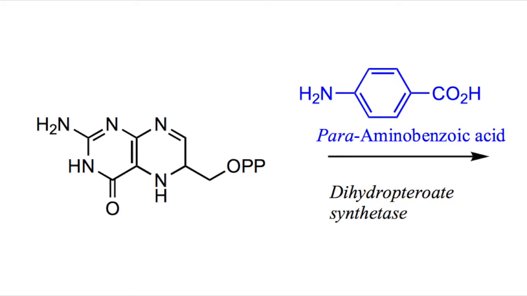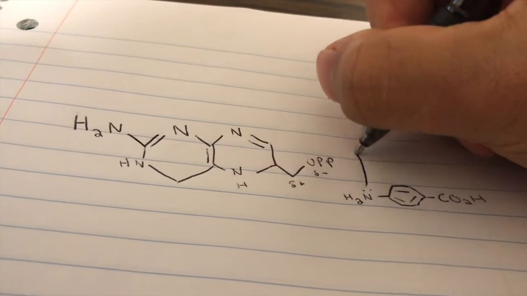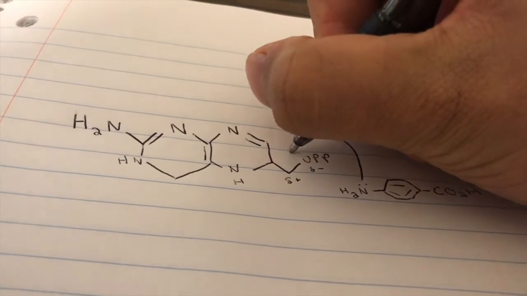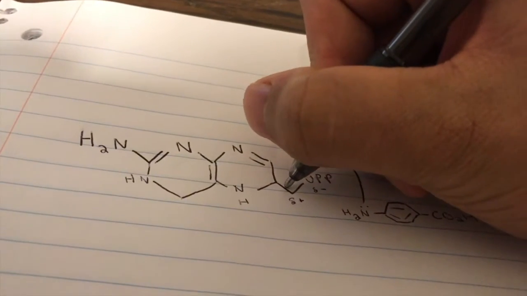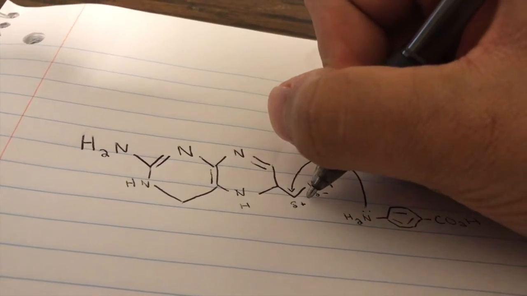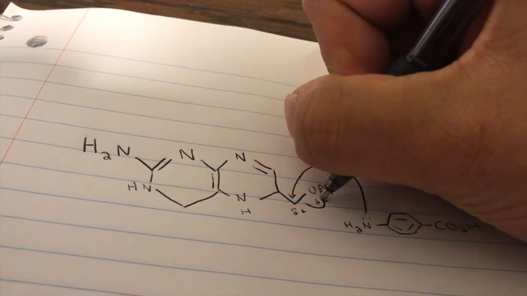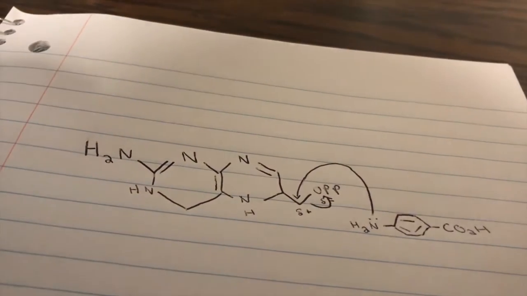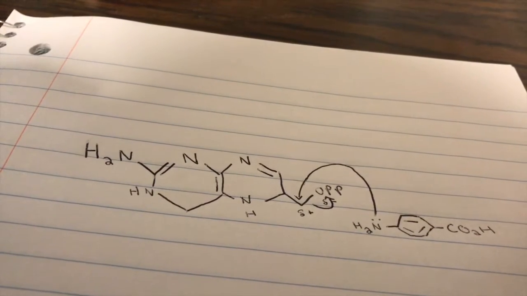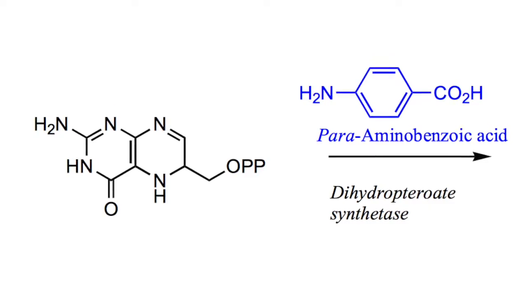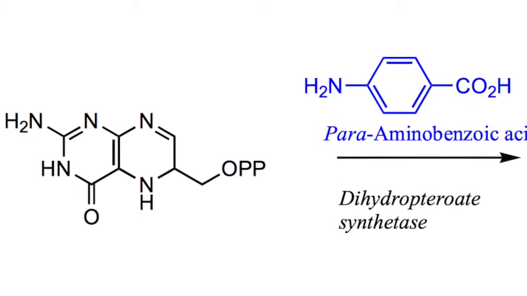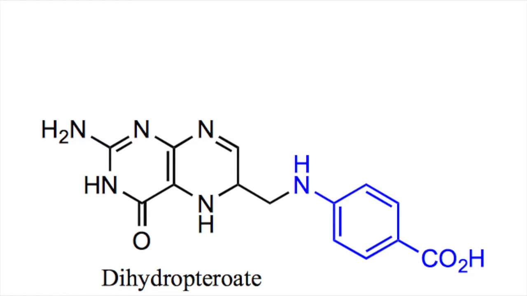Dihydropteroate synthetase is an enzyme that is utilized to bond these two molecules together. As you can see, the nitrogen on the para-aminobenzoic acid donates its electrons to the carbon that's bonded to the OPP group. This bond formation causes the carbon-OPP bond to break as the new bond forms and the OPP group leaves the molecule. Following the completion of this mechanism, dihydropteroate is formed.